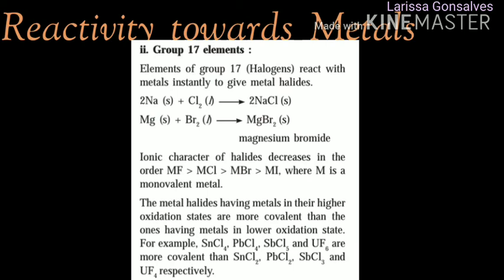Metal halides having metals in their higher oxidation state are more covalent than metals in lower oxidation state. For example, SnCl4, that is tin tetrachloride, is more covalent than SnCl2, that is stannous chloride. PbCl4, that is lead tetrachloride, is more covalent than PbCl2, that is lead chloride. Covalent means they can share a pair of electrons between atoms.